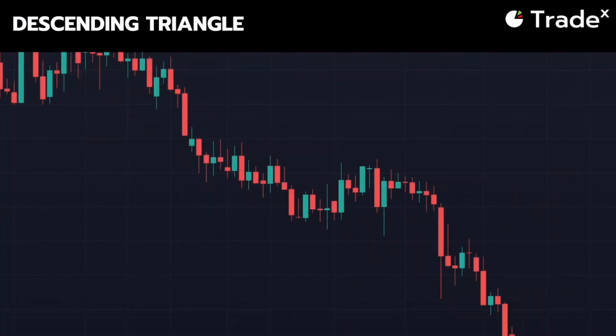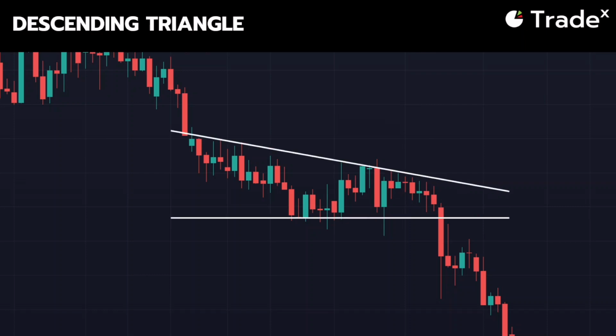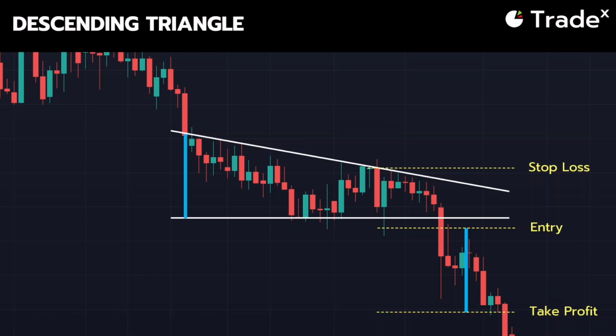Our final example showcases a similar setup. The price trends downward and then consolidates, forming a descending triangle. The pattern highlights a series of lower highs and a stable support level. Enter a short trade when the price breaks below the support. Set the stop loss at the most recent high within the pattern and project the height of the triangle downward to determine your take profit. As expected, the price reaches the take profit target, confirming the bearish continuation.